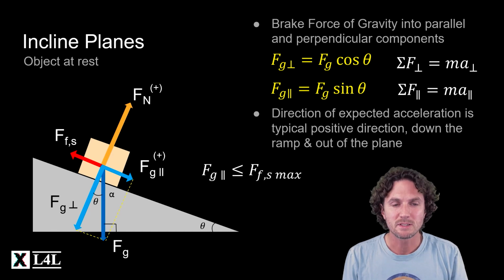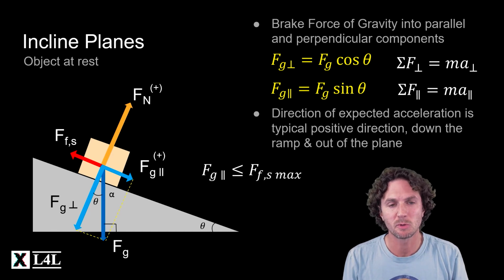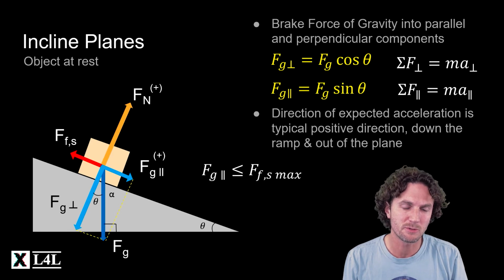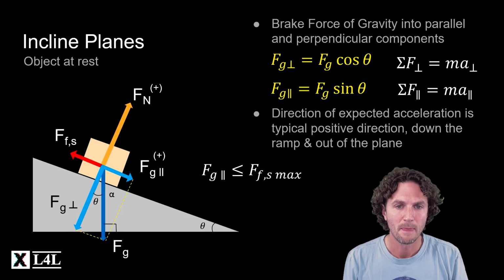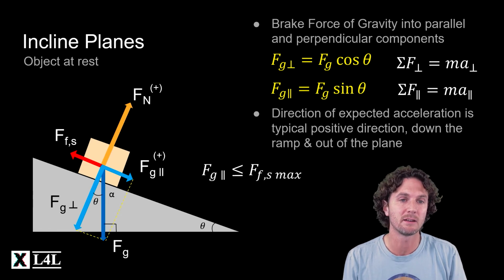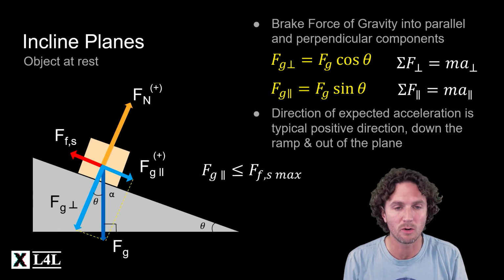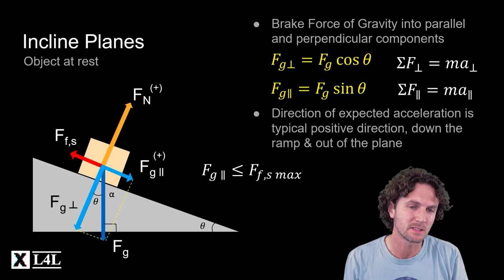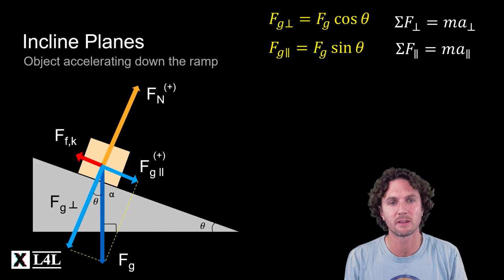Now, we still have an object at rest here, and so I just want to point out some things about friction. This force of gravity parallel must be less than or equal to the maximum static friction force. As long as that's the case, the object will not accelerate or move at all on the inclined plane. Well, what happens if it does start to accelerate? Let's take a look at that.